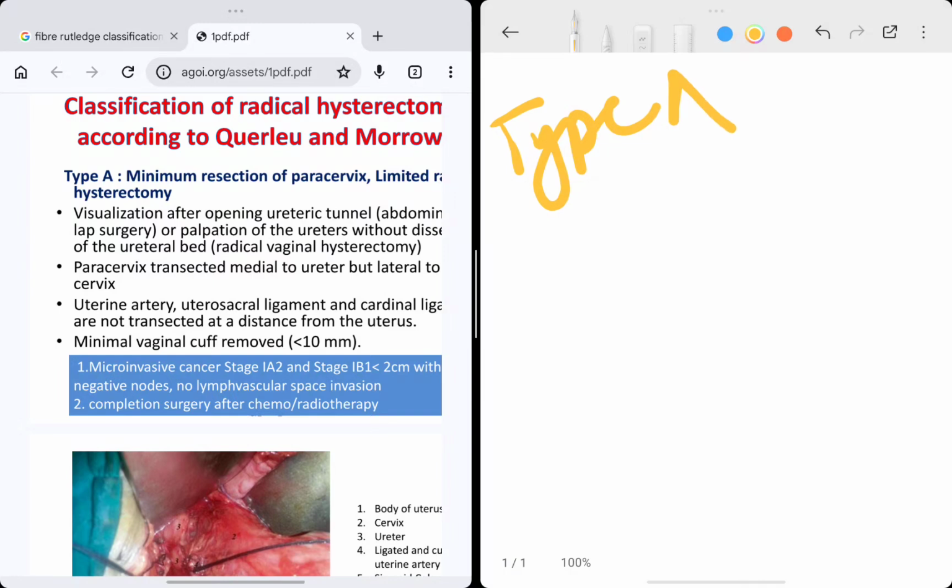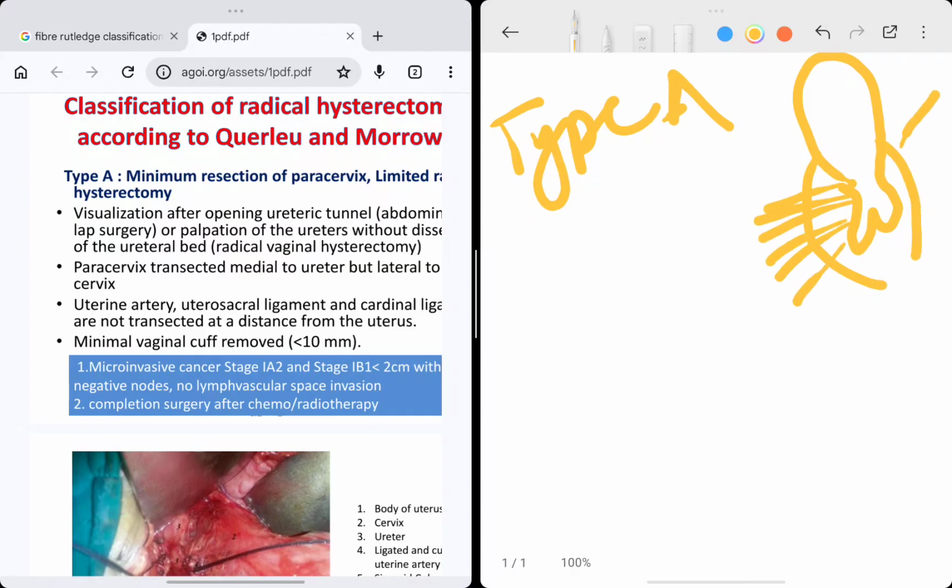So what happens in type A hysterectomy is that the basis of this system is the paracervix. Paracervix is the tissue that is present around the cervix. So if this is the uterus, this is the cervix and this is the vagina, the tissue around the cervix is known as the paracervix. Just like parametrium around the uterus, the tissue around the cervix is known as paracervix. So in type A, there is minimum resection of the paracervix.